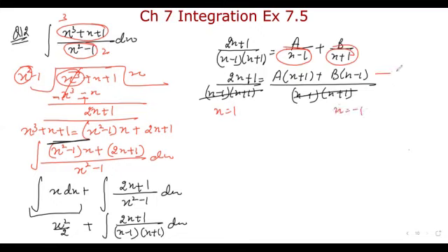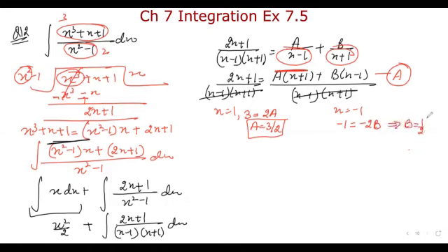So if I put x as 1 here, so this will be 2 plus 1, that means 3, and this will be 2a. So the value of a comes out to be 3/2, like this. If I put x as minus 1 here, so this value will be minus 1, this value will be 0, and this value will be minus 2b. So I get the value of b as half. A और B दोनों values आ गई.